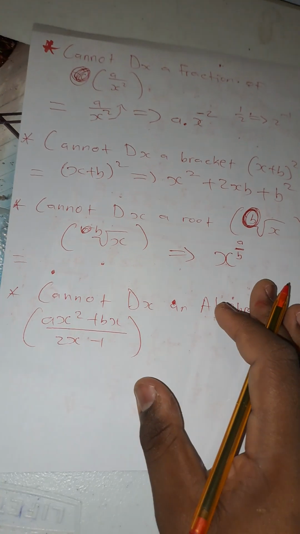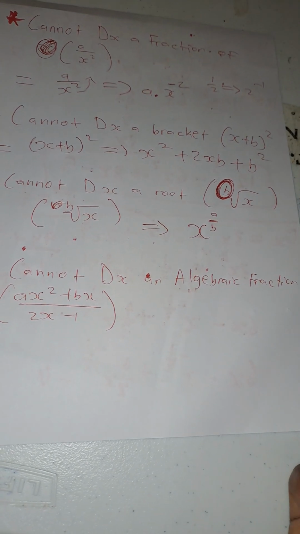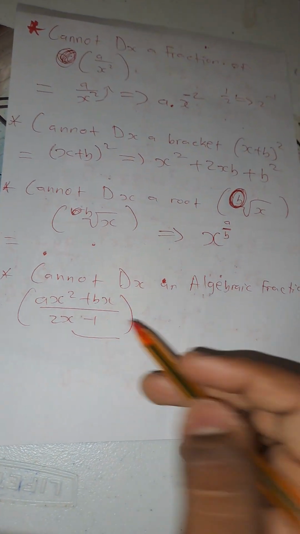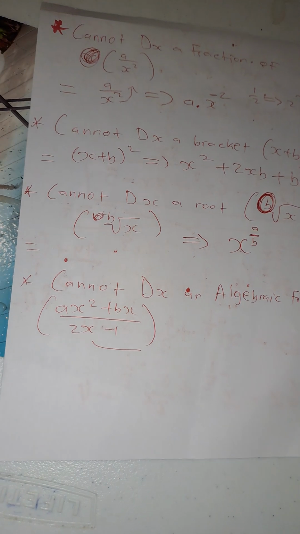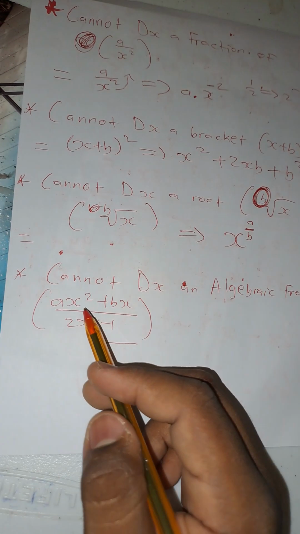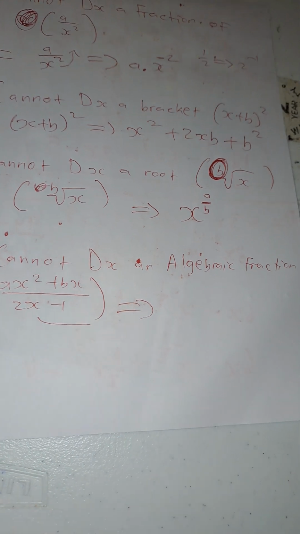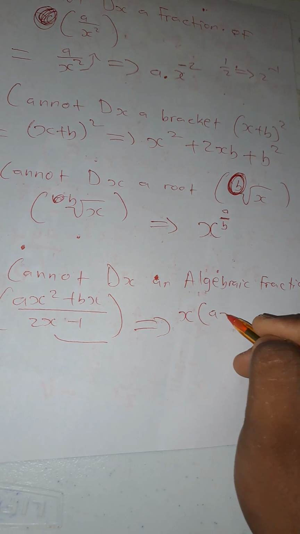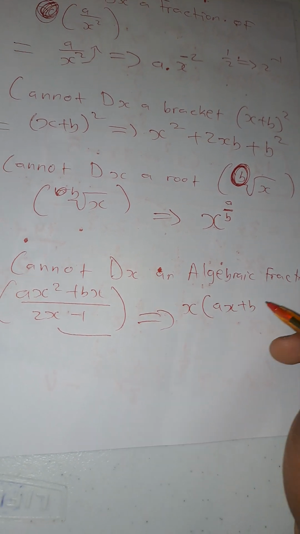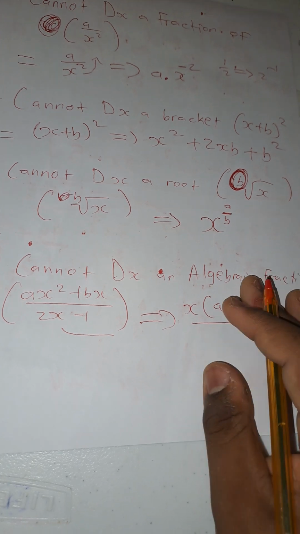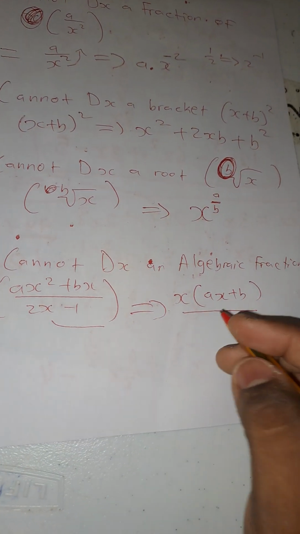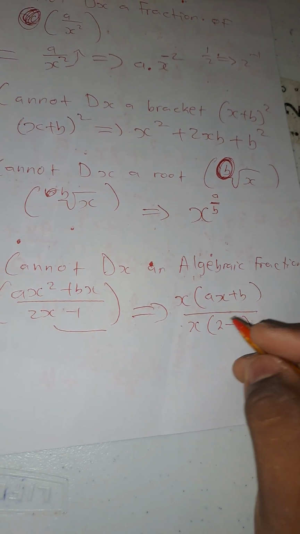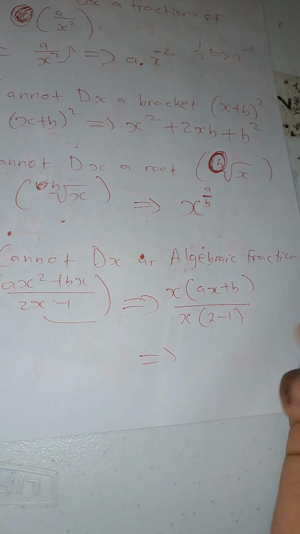Okay. And then the last one, you cannot dx an algebraic fraction. So for you to solve this one, you'll have to do your maths. The first one is (ax squared plus bx) over (2x minus 1). You know what to do, you have to factorize. So I can see x is common. Let me try it. It will be x times (ax plus b), and then over (2x minus 1). Same thing. So that's how we do it.